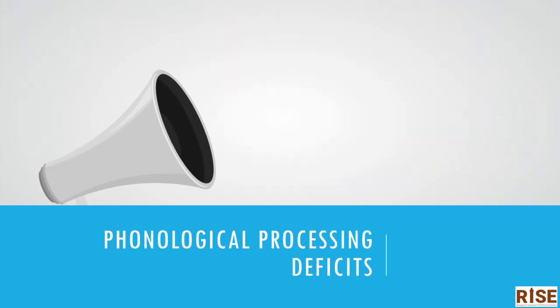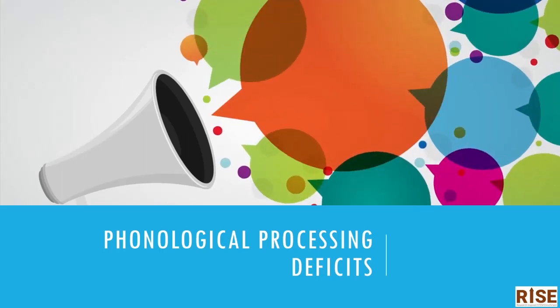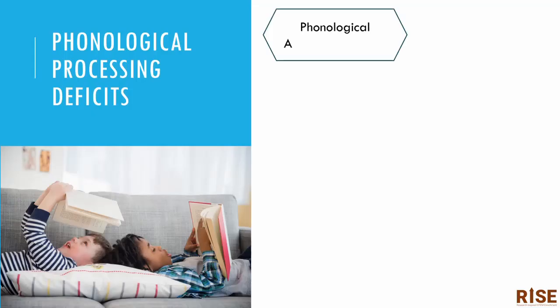Research has extensively explored the role of phonological processing deficits in dyslexia, and here are some key findings within this context. Phonological awareness deficits. Phonological awareness is the ability to recognize and manipulate the individual sounds, phonemes, in spoken language. Research consistently shows that individuals with dyslexia often have difficulties with phonological awareness tasks. This includes tasks like rhyming, segmenting words into their individual sounds, and blending sounds to form words.